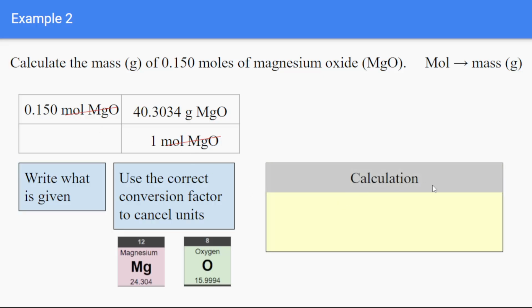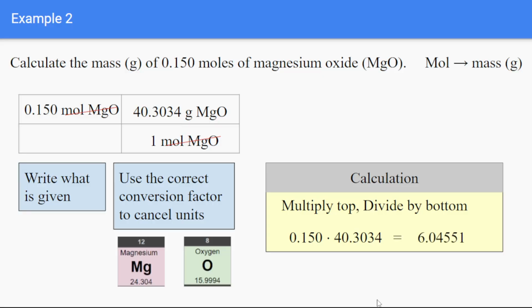So calculation, multiply by what's on top, divide by what's on the bottom. 0.150 times 40.3034 because that molar mass is on top, so we multiply. You end up with 6.04551, and then because of significant figures, we round to 3 sig figs. That's 6.05 grams of magnesium oxide because grams of magnesium oxide is what's left over.